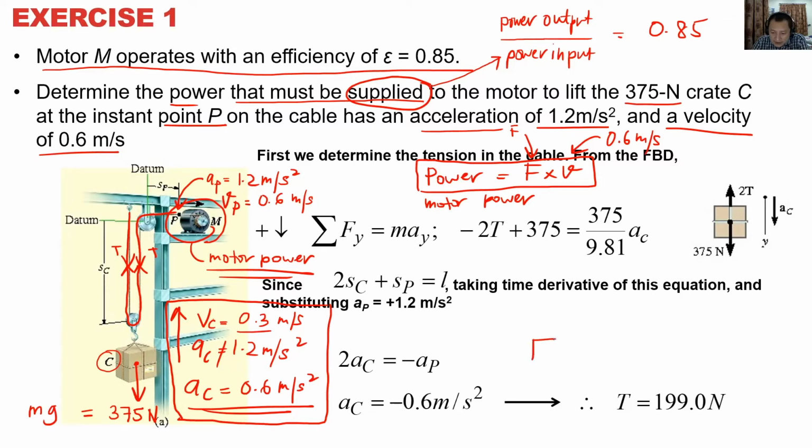This is the box. Going up is actually 2T because of these two cables. Going down is actually 375. This box is actually going up, so A going up is actually positive. Is there anything else? Nothing else. Summation Fy is equal to MAY.